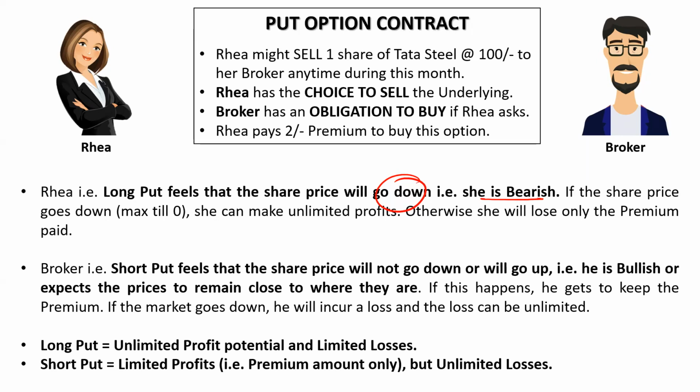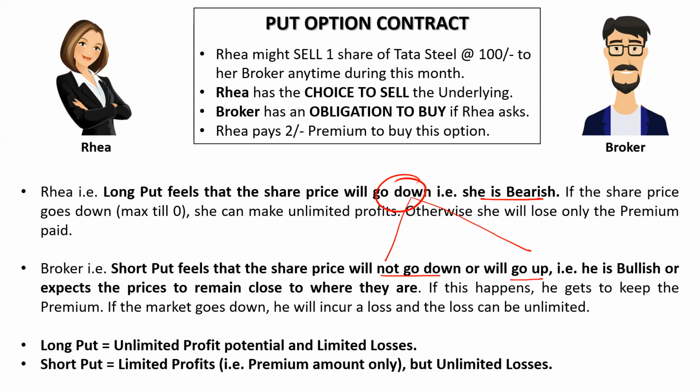The broker, or the short put, feels that the share price will not go down, or it will go up. As I've said before, the opposite of going down is not going down and going up. Both these scenarios will result in a profit to the broker. So the broker is bullish, or he expects the price to remain close to where it is. If this happens, then Ria will not exercise the contract and he will get to keep the premium. But if the market goes down, Ria will exercise the contract and he will incur a loss, and the loss can be unlimited.